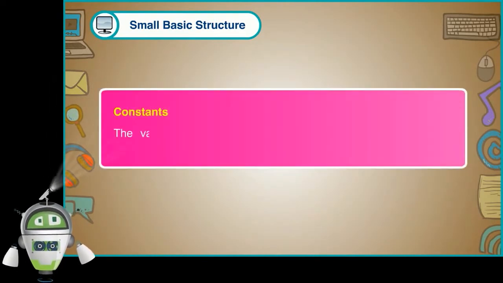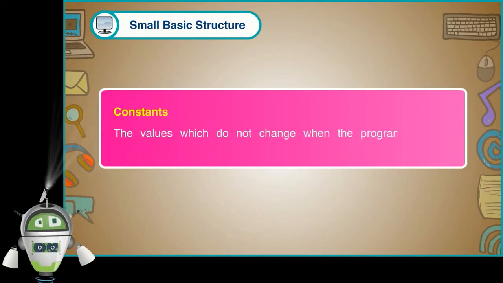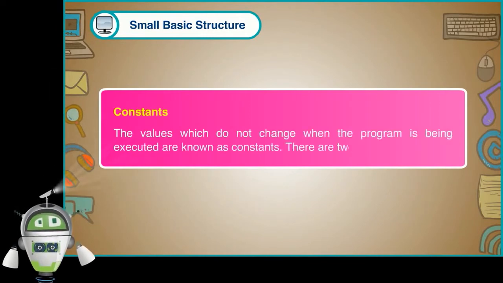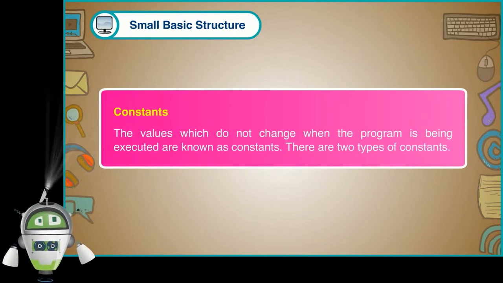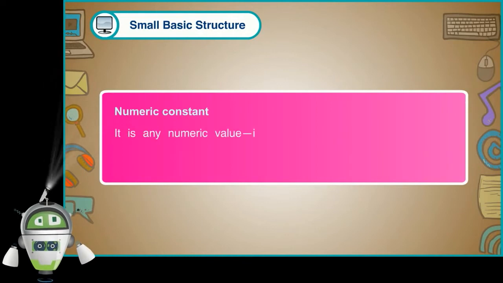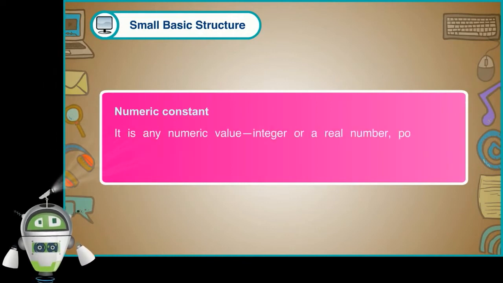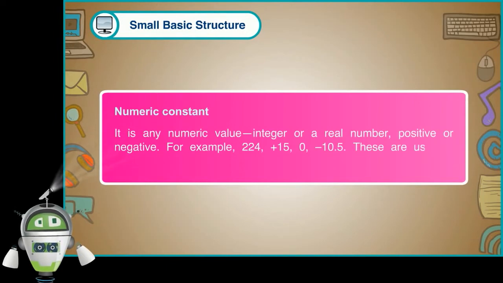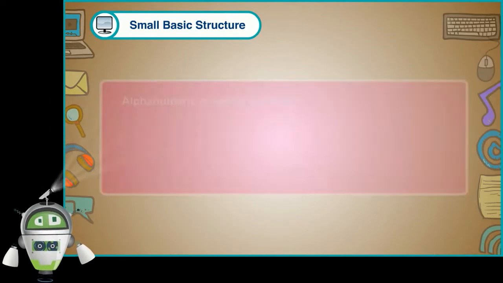Constants. The values which do not change when the program is being executed are known as constants. There are 2 types of constants. Numeric constant. It is any numeric value, integer or a real number, positive or negative. For example, 224, plus 15, 0, minus 10.5. These are used in calculations and do not include any special character.